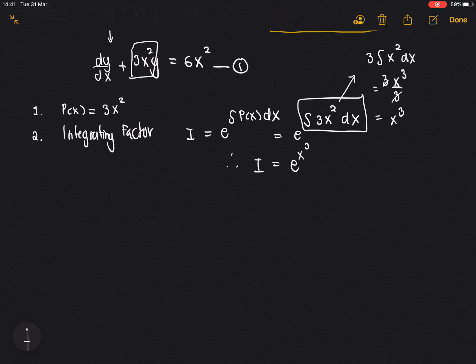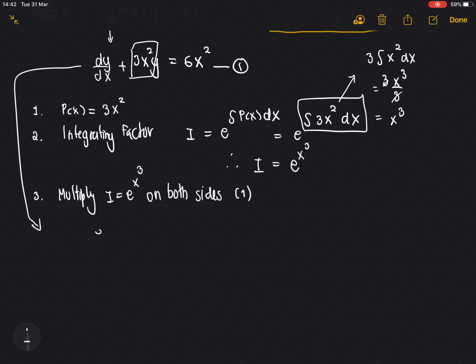We are done with the second step, and the third step is to multiply e to the power of x³ on both sides of the expression, which should be expression 1 here. If you multiply e to the power of x³ on both sides of the equation, you will have this term.